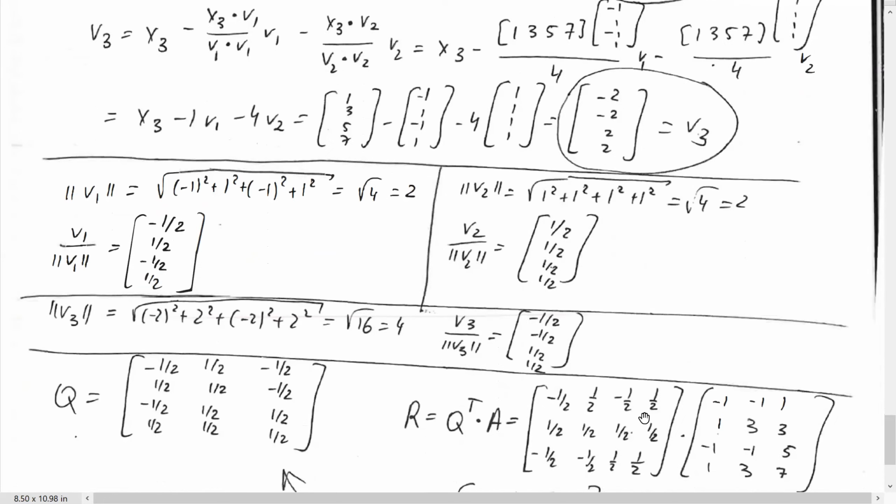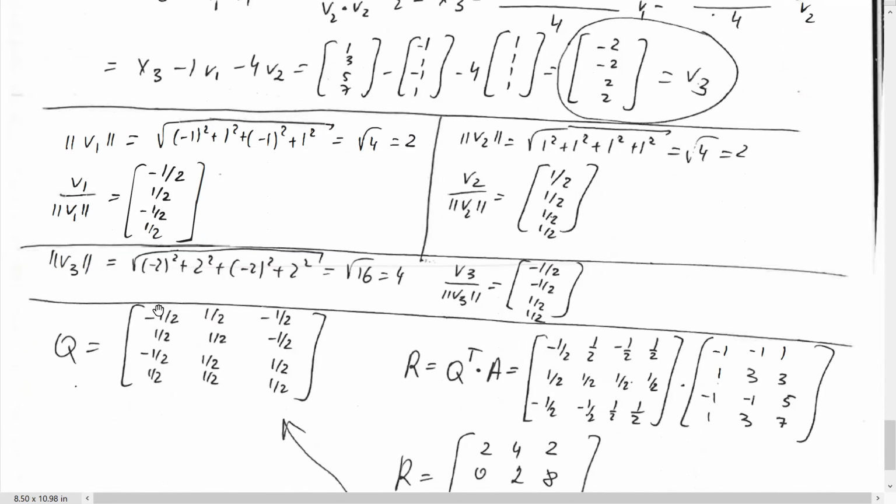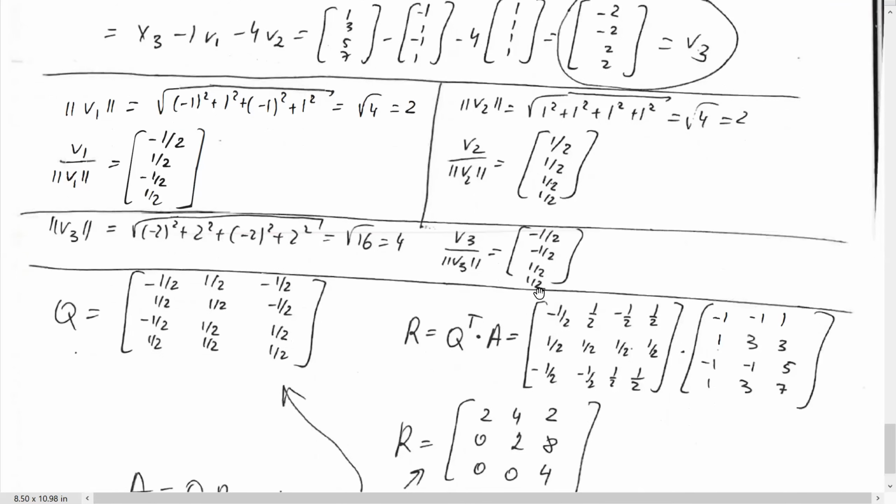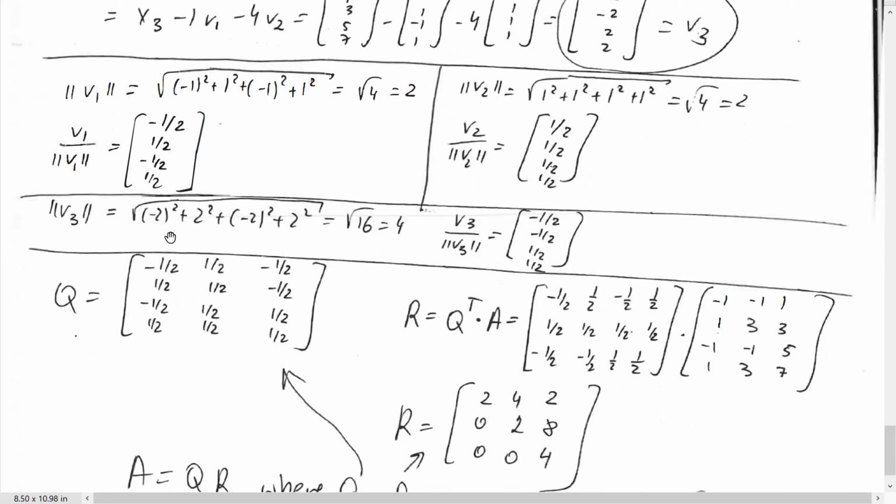So then the Q matrix has the normalized vectors as columns. This is the first vector, it has length 1, and it's orthogonal to those two. This is V2 normalized, and this is V3. And to find R, we take the transpose, Q transpose. So I take the first column and put it as a row. Then I take the second column, put it as the second row, and then I take the third column and put it as the third row.